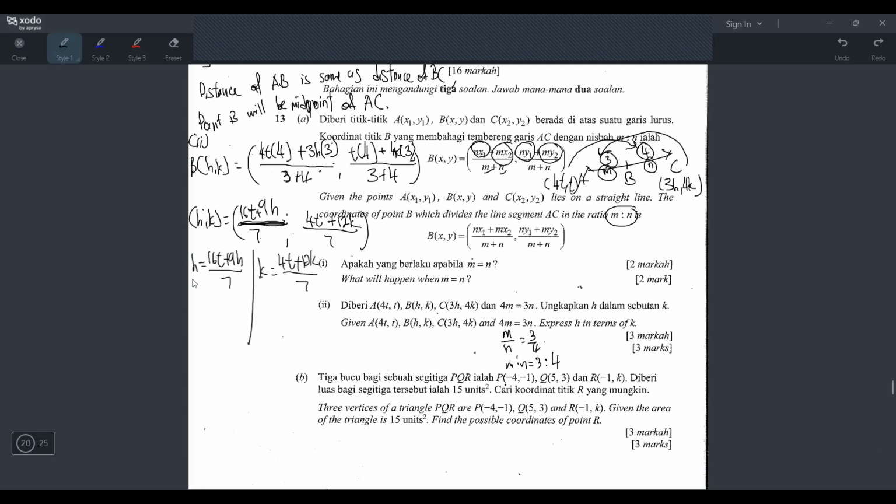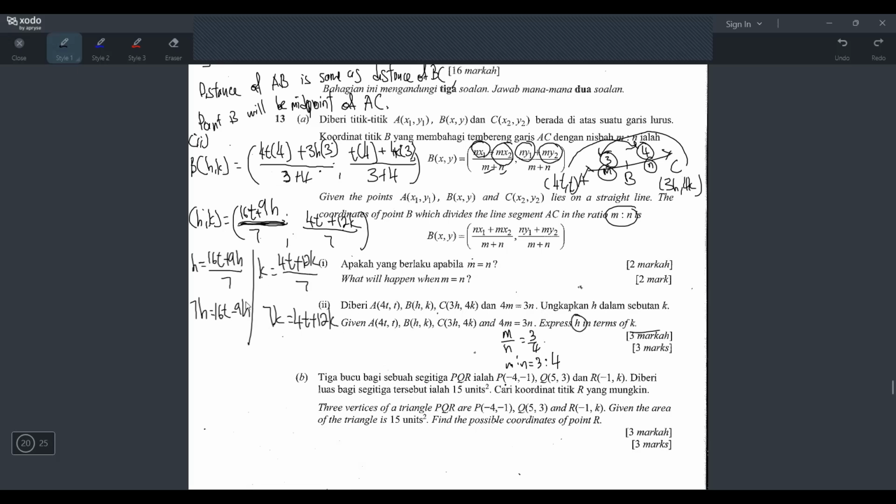I need the equation that has h and k. This one is h and t, this one is k and t. So how? Okay, I can find t here and then substitute it into this t. So what I will do now, let's get rid of the fraction first. 7h equals 16t minus 9h. This one, 7k equals 4t plus 12k. And don't forget, I'm finding h in terms of k.